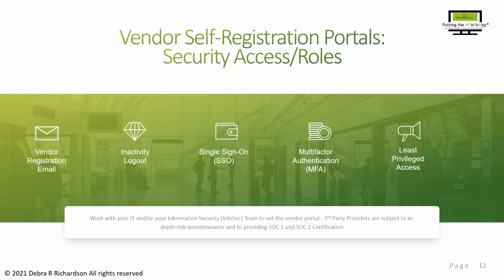So the first one is the vendor registration email. So that invitation email that you send to the vendor to register. If possible, see if your third-party provider will allow you, some do, to separate those emails. So typically when you get that invitation email, it will have the username and password in the same email. You want to separate those into separate emails, and that reduces the potential for fraud. And some third-party providers can do that. So if possible, you want to separate those two emails.